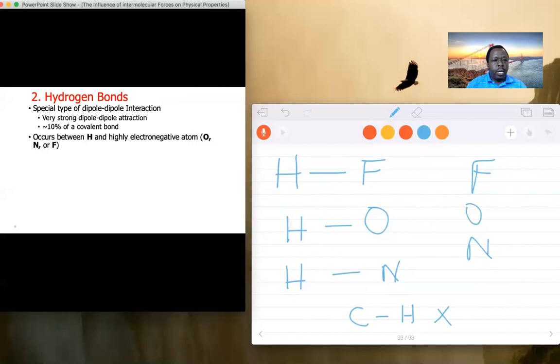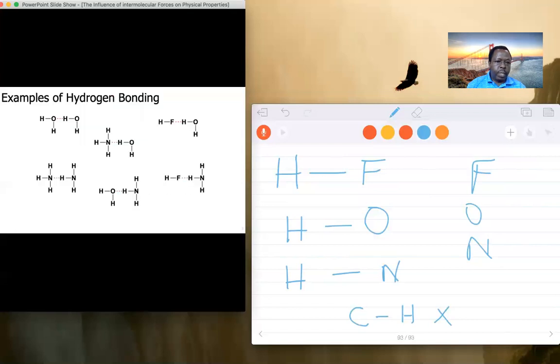In this case, we have only the three elements you see, that is hydrogen attached to oxygen, attached to nitrogen, or fluorine. Only those three types of element constitute what we call hydrogen bonding. This is a special type of dipole, dipole, all right? Special type of dipole, dipole. That is, look at the molecule and say, this is what it is, okay?